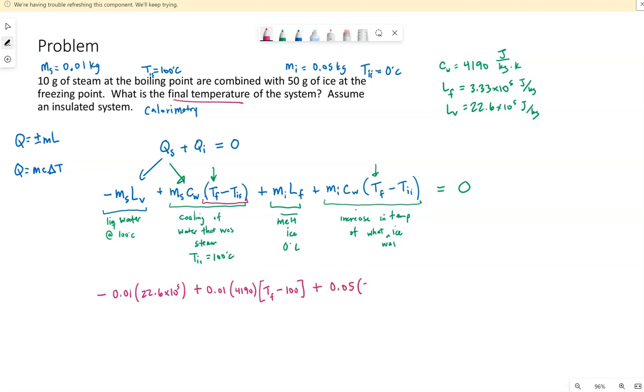So for our ice, mass of the ice, C of water. Again, T final is what we're looking for. T initial is 0 for ice. So the steam and the ice have different initial temperatures.